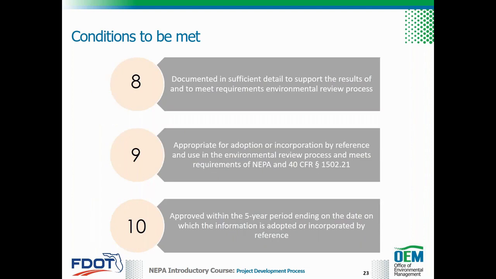8. The planning product is documented in sufficient detail to support the decision or the results of the analysis and to meet the requirements for use in the environmental review process. 9. The planning product is appropriate for adoption or incorporation by reference in the environmental review process for the project. And 10. The planning product was approved within the 5-year period ending on the date on which the information is adopted or incorporated by reference.